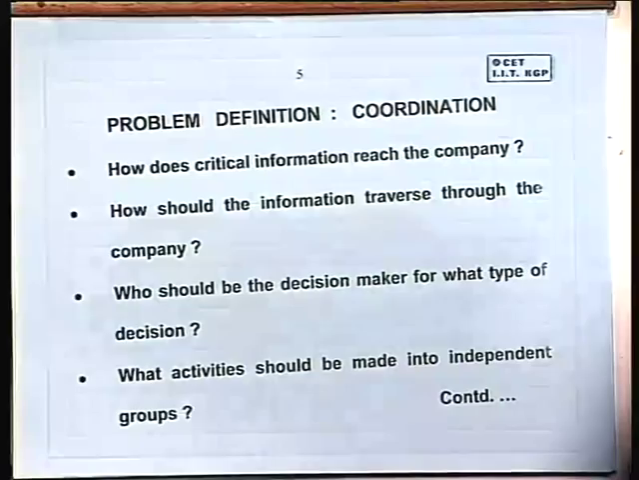So we are looking at the problem of coordination. How does critical information reach the company? This is one of the questions you ask if you are a consultant. How does it map the flow of the information? Is there a bottleneck? Is it reaching the right people? Okay. How should the information traverse through the company? How is it doing now, and how should it?